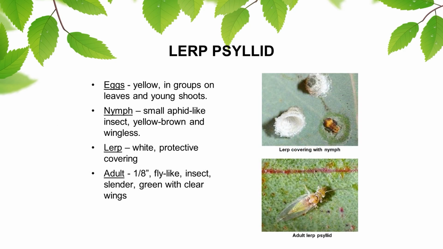Lerp Psyllid life cycle. Lerp Psyllid eggs are yellow. They are laid in groups on succulent leaves and young shoots. New plant growth can create population increases. The eggs hatch into nymphs that are small aphid-like insects. They are yellow-brown in color and wingless. During the nymph stage, they are under a protective covering called a lerp, which is a white cap that consists of the crystallized honeydew they produce. The adult is a small fly-like insect that is 1/8 of an inch in length, slender with green, clear wings.